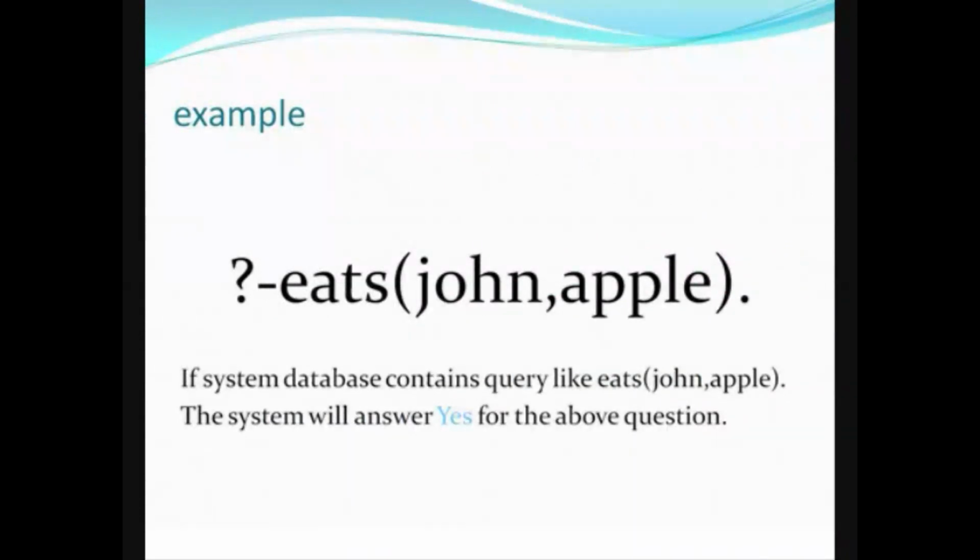Let's look at an example of facts and arguments. Here we can see eats(john, apple). Here we can see the start symbol. If the system database contains a fact like eats in brackets john, apple, the system will answer yes to the above question.